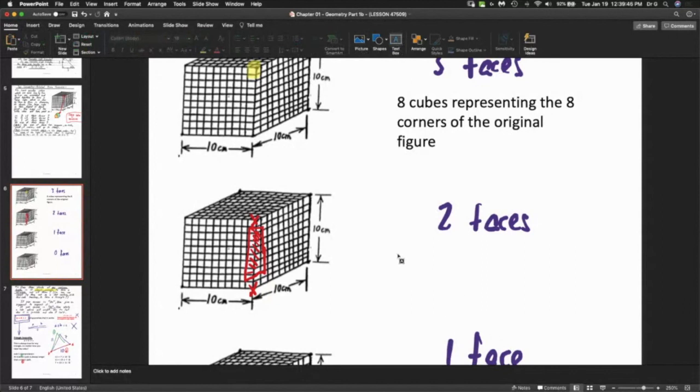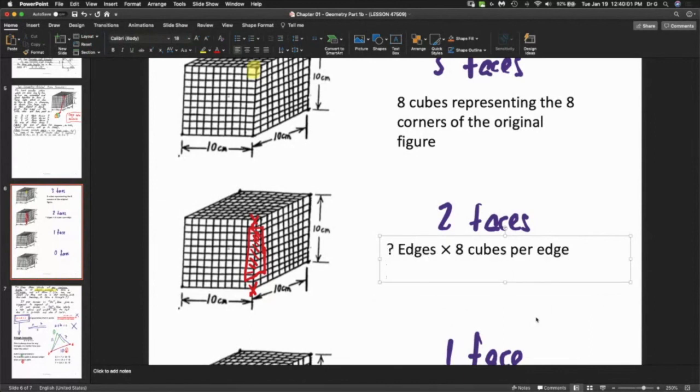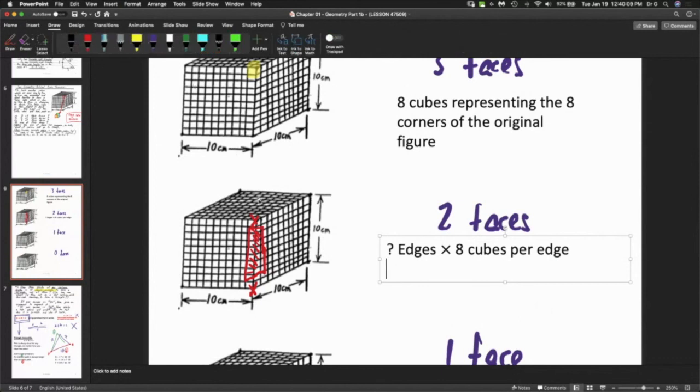So I'm going to write down something here. It'll help everybody get it. So it's going to be like this. It's going to be edges. How many edges are there on this big cube? How many edges does this thing have? Amir, very good work. Yeah, there's 12 edges to that thing.